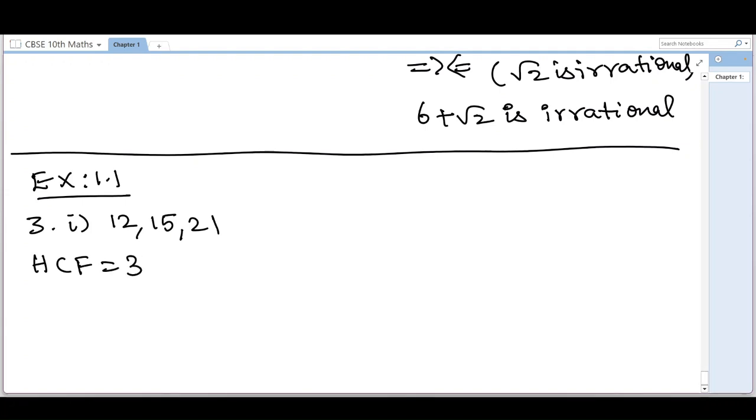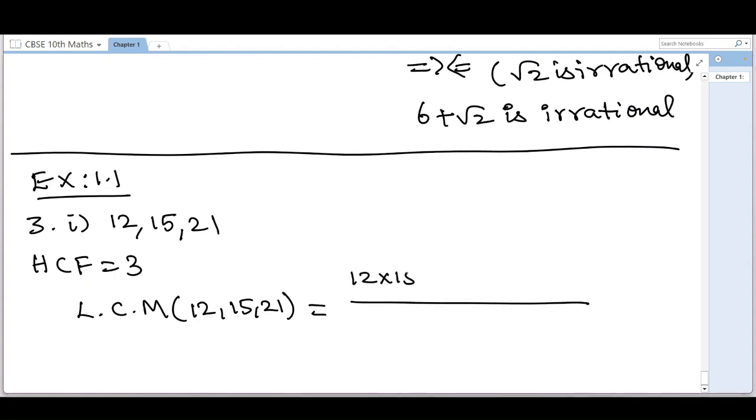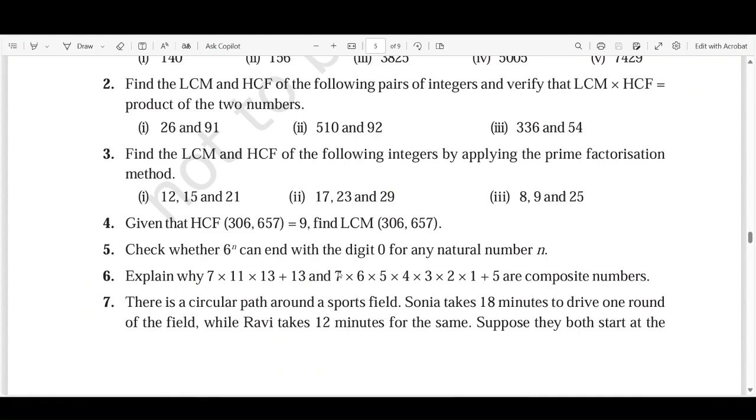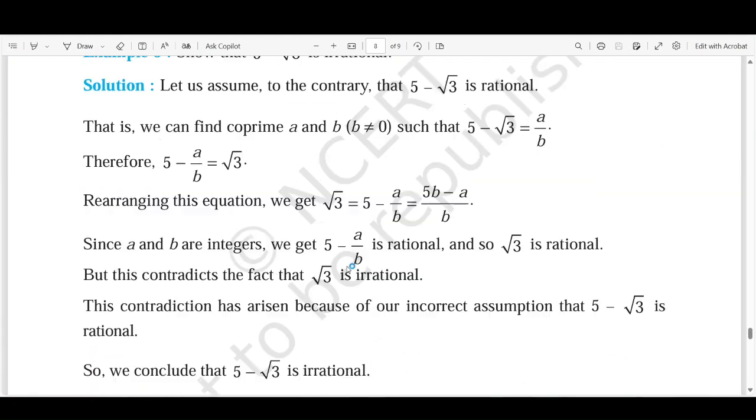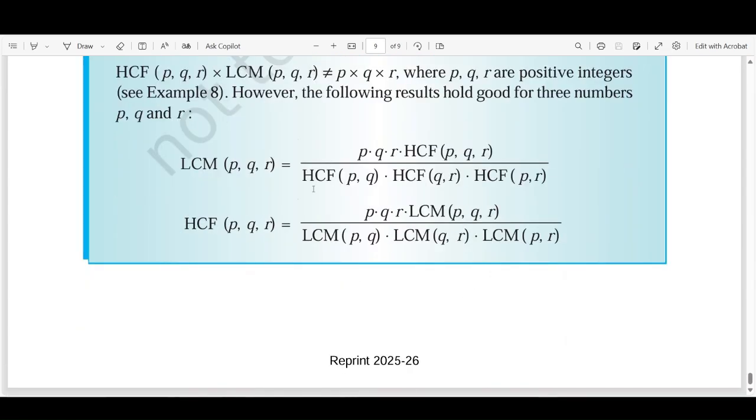Now, according to the formula we have discussed, the LCM of the three numbers 12, 15, 21 will be equal to the product of the three numbers into HCF, that is 3, and now we have to divide the product by the, now we have to find LCM, right?